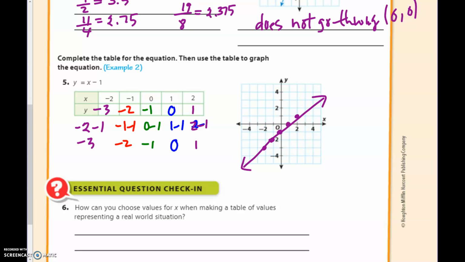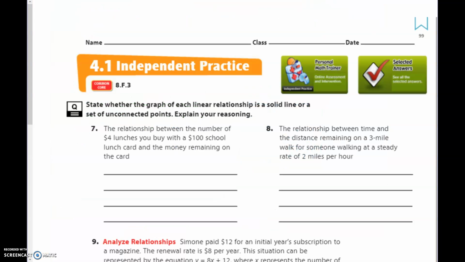Number six, how can you choose values for x when making a table representing real world situations? So if we're talking about real world situations, normally we are talking about positive numbers. All right, moving on. Number seven.